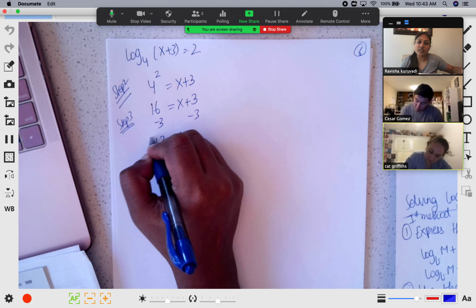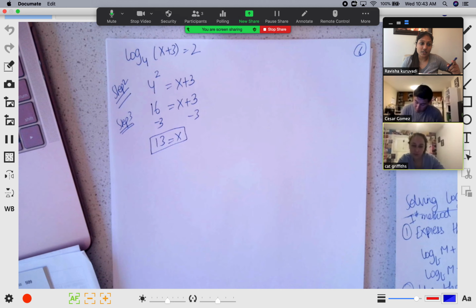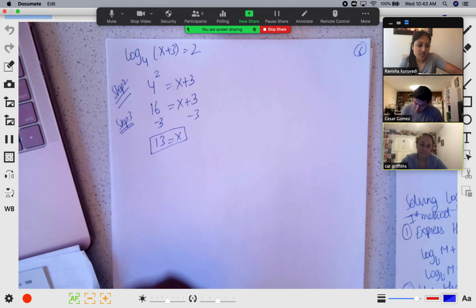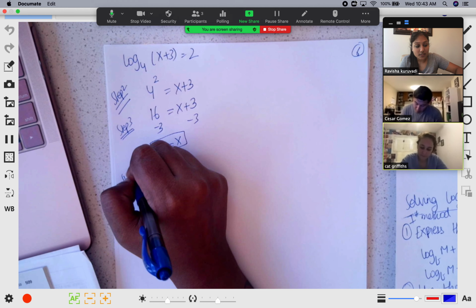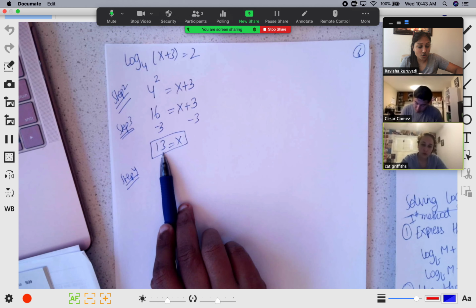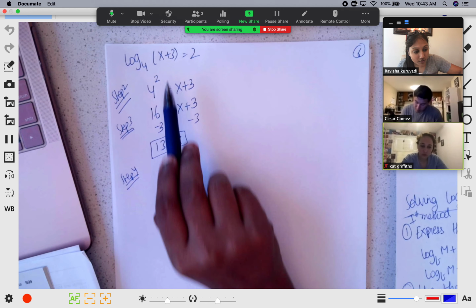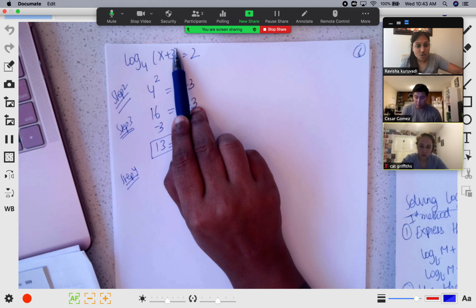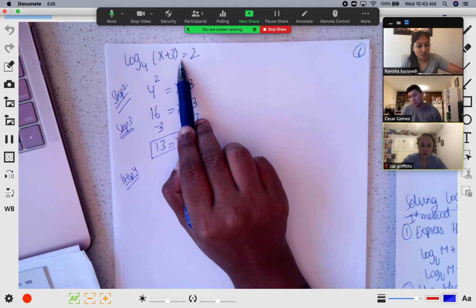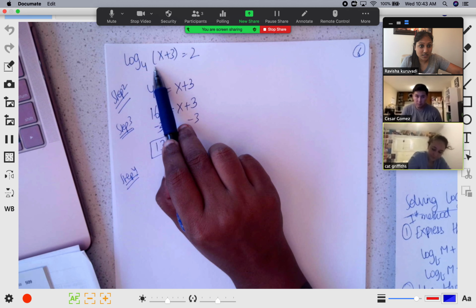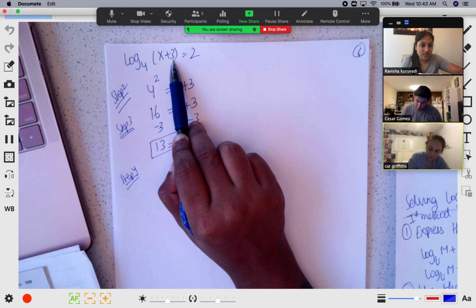But this is not your final answer. You need to do step 4, which is checking. How do you check? Whatever answer you got, 13, in the original equation, wherever you have log of something, you're going to put it in there. What do you get? 13 plus 3, which is 16, right?